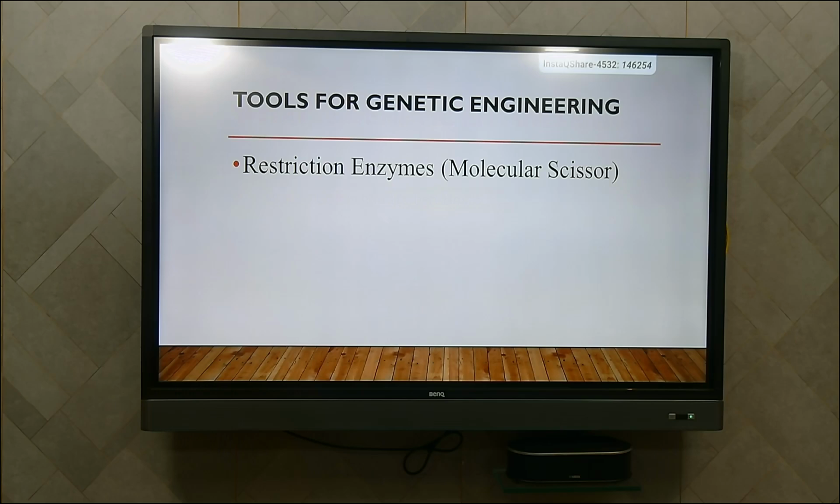Now let us see the types of restriction enzymes. Type 1. These restriction enzymes cut the DNA far from the recognition sequences. However, they don't produce discrete restriction fragments, hence are of not much practical value. Next, type 2 restriction enzymes.